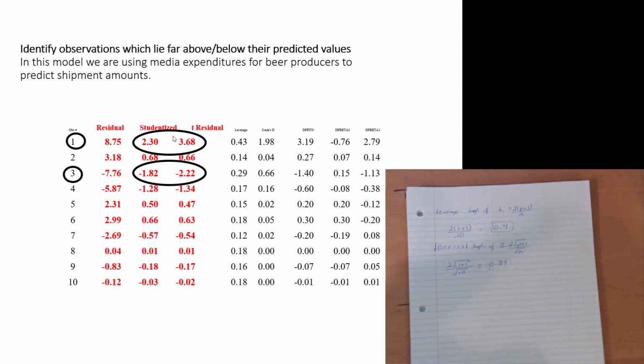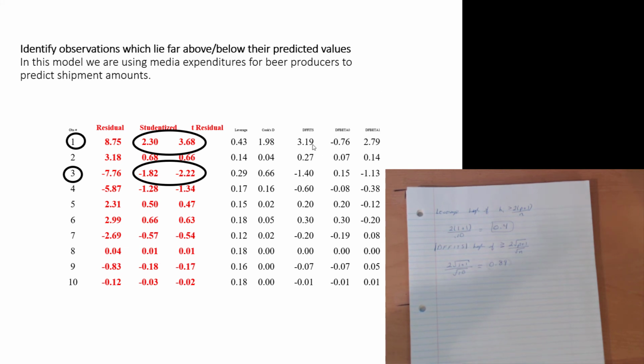And aha, again observation 1 has a very high DF fits value, 3.19. So again, it really solidifies the story that observation 1 is an influential observation. However, now observation 3 has a second statistic indicating that it is indeed influential. Remember, we're taking the absolute value of minus 1.4, and we get 1.4. That is definitely greater than 0.89. Our second statistic is in place, indicating that observation 3 is indeed an influential observation.